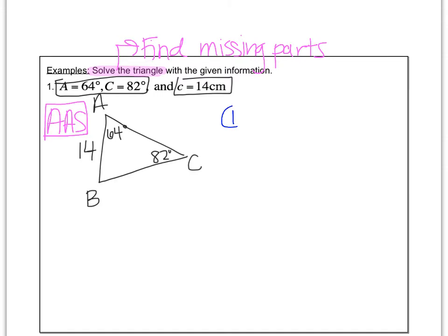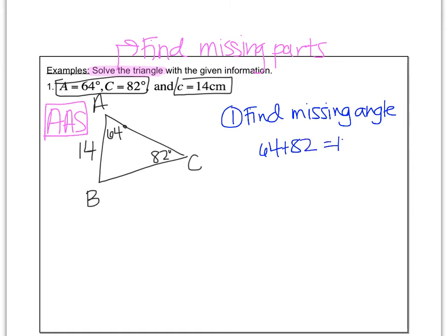But before I use law of sines, I always like to find the easy one first. The easiest part to find is the missing angle. So to find the missing angle, all we have to do is add the two angles together. 64 plus 82 is 146. Subtract from 180. I get that the missing angle is 34 degrees, and I want you to label that. That was angle B, and since it's an angle, you're going to use a big letter to label it. It's important that you distinguish between the big letters and the little letters. So that's one down, 2 pieces to go.